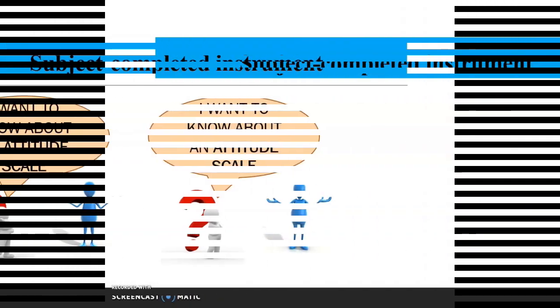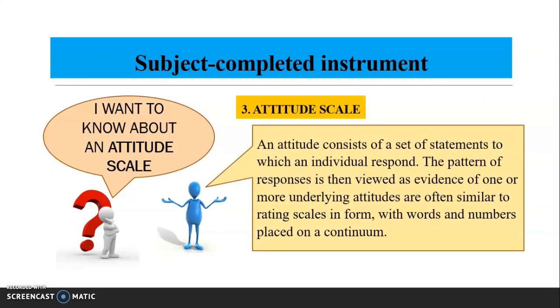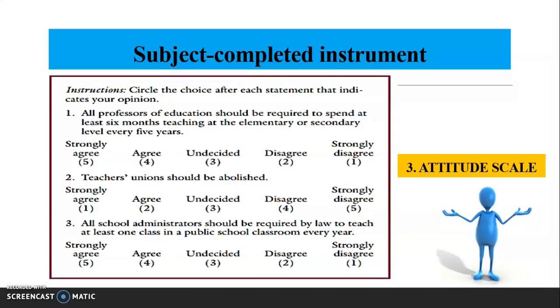Do you want to know about an attitude scale? An attitude scale consists of a set of statements to which an individual responds. The pattern of responses is then viewed as evidence of one or more underlying attitudes. They are often similar to rating scales in form, with words and numbers placed on a continuum. The subject or the respondent will circle the word or number that best represents how they feel about the topics included in the question or statement.